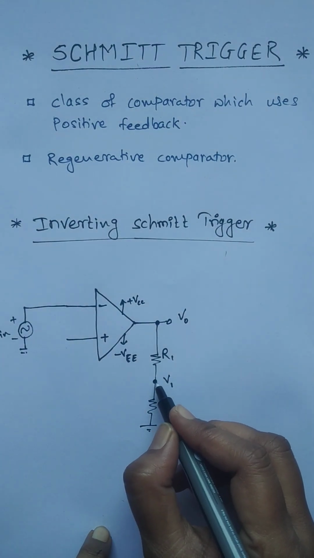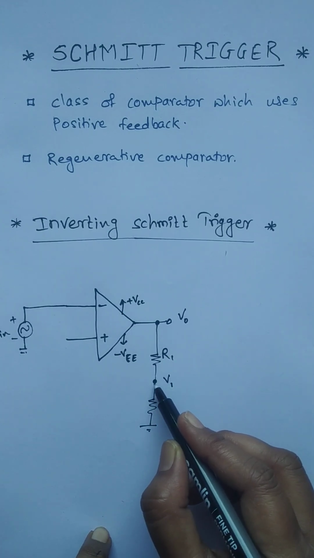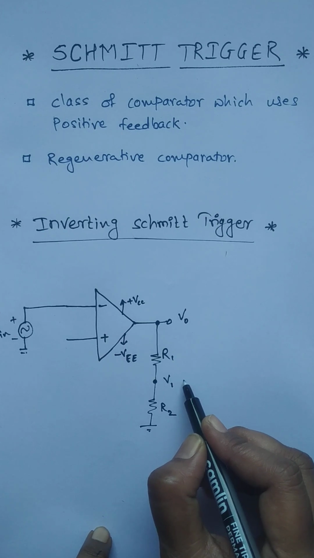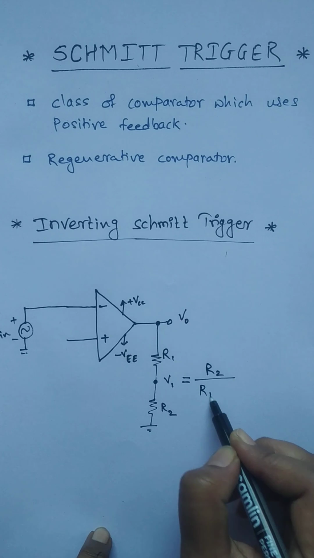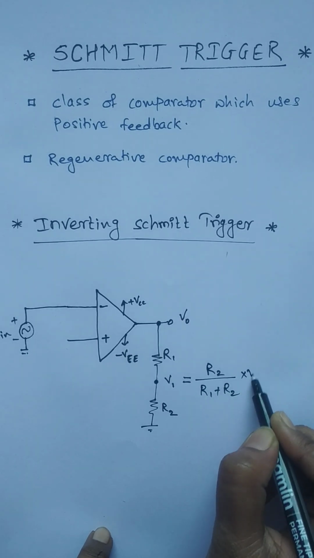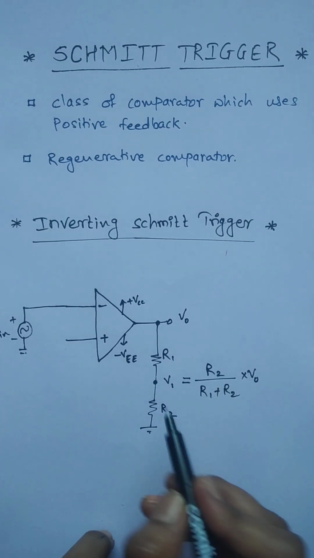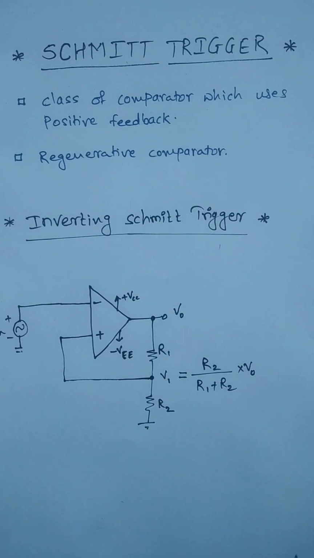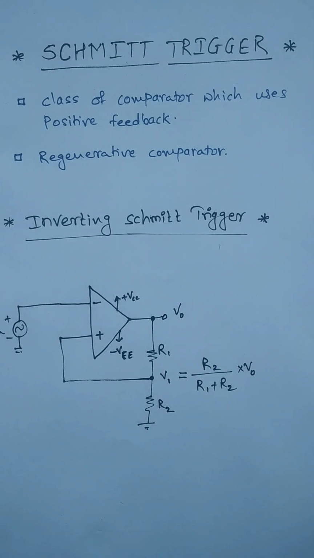Now V output is the main voltage which is getting divided across R1 and R2. So if I have to find out the voltage at this point V1, how can I write? V1 is nothing but the voltage available across R2. So according to the voltage divider rule, V1 will be equal to R2 upon R1 plus R2 into V output. This much is the voltage available at this point, and this voltage is applied to the non-inverting terminal of the Schmitt trigger. Okay, so this is your inverting Schmitt trigger circuit diagram.